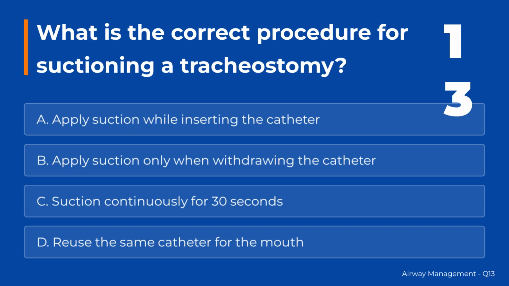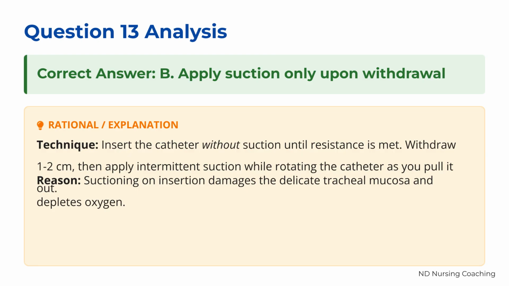Question 13. What is the correct procedure for suctioning a tracheostomy? The correct procedure is B, applying suction only upon withdrawal. Inserting the catheter without suction until resistance is met prevents damage to the tracheal mucosa and oxygen depletion.